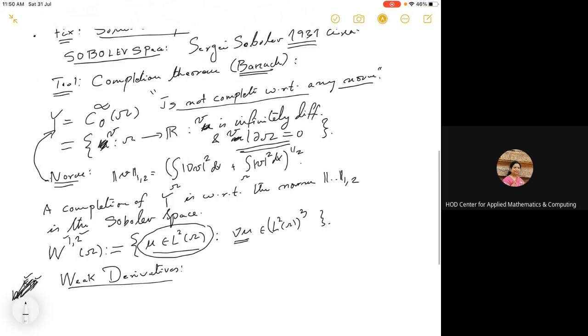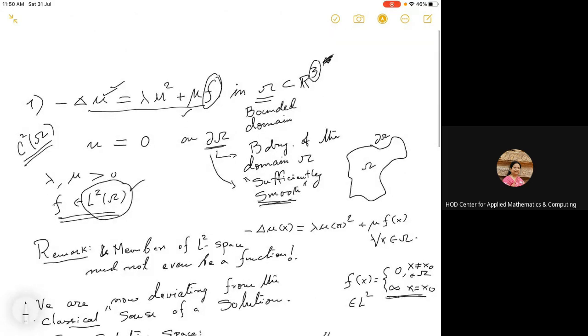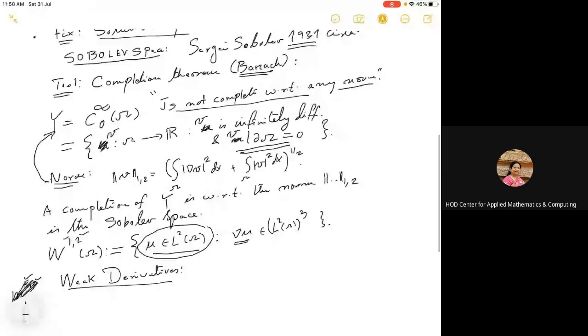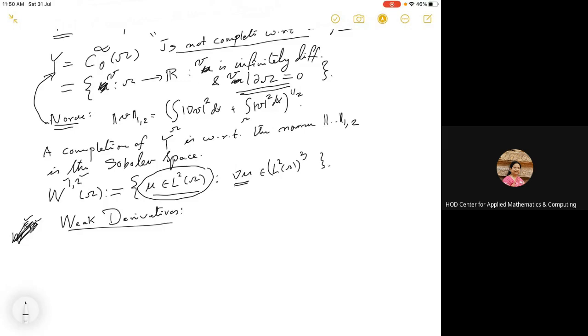Just imagine that just a change in the given data f led to the formation of so many tools in functional analysis. It not only led to the construction of a space, but also to a new notion of derivative to fit into the scheme of things. So let me give a formal definition of weak derivative. It's a sort of crash course, so I'm not going to get into details.